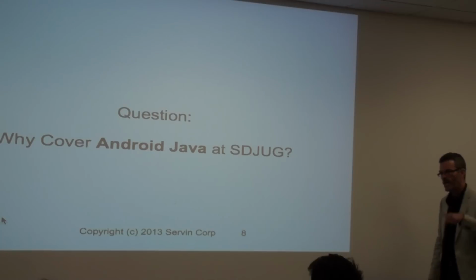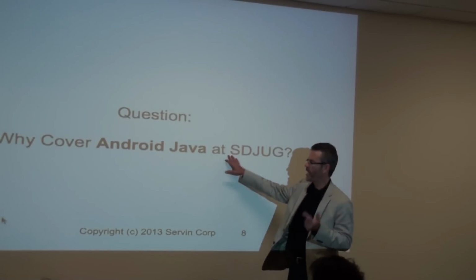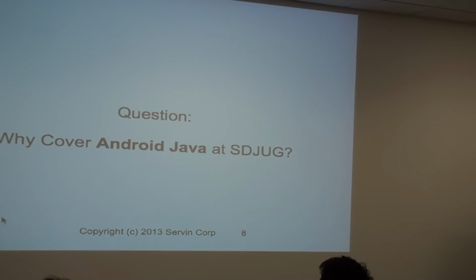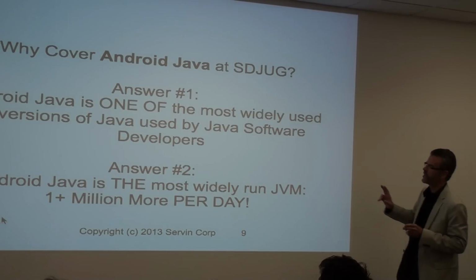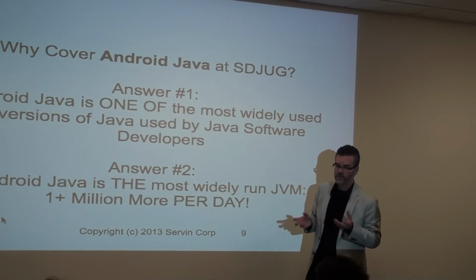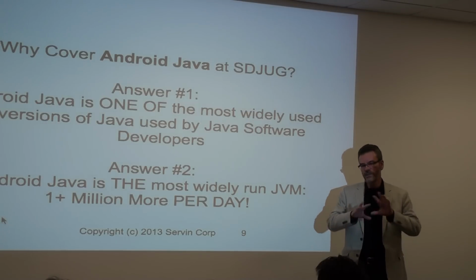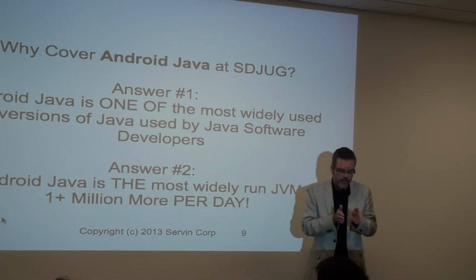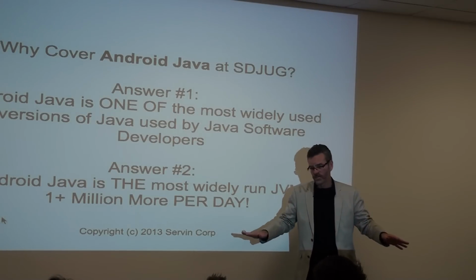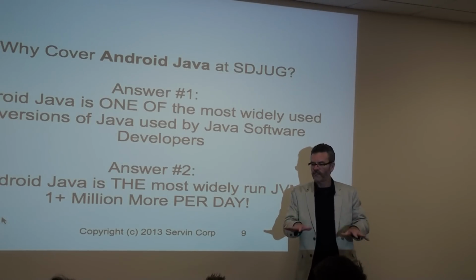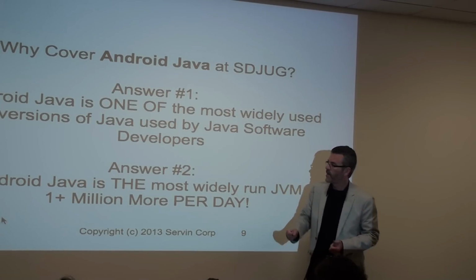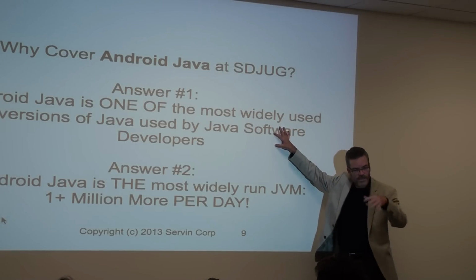So the question we have when we come here is, why should we cover Android Java here at this San Diego Java Users Group? And there's really two answers that come to mind. First, Android Java, the version of Android Java, is one of the most widely used versions. So as a software developer, there's a lot of projects out there. Not only projects that are for the phone and for a tablet, but it's moving into the embedded space quite heavily. So there's a lot of projects that have nothing to do with a phone or a tablet that are actually using Android Java. So that's one reason it's important to this group.